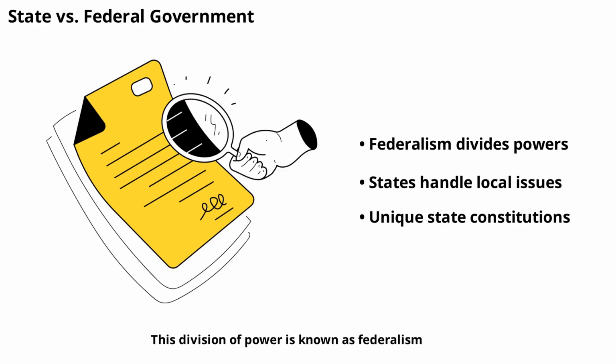State governments have their own constitutions, laws, and elected officials, allowing them to address the unique needs of their populations. This means that laws and policies can vary significantly from one state to another, reflecting local values and priorities. By working alongside the federal government, states help ensure that governance is responsive and effective at every level.